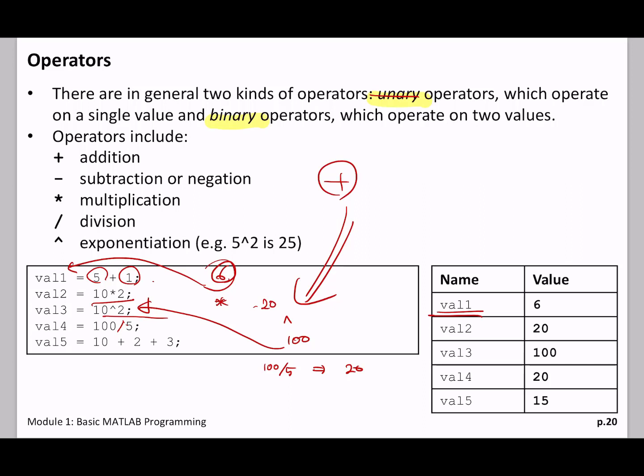So what is a unary operator? These are the unary operators. Negation. To represent minus 3 using this operator, we don't need two values, right? Okay.